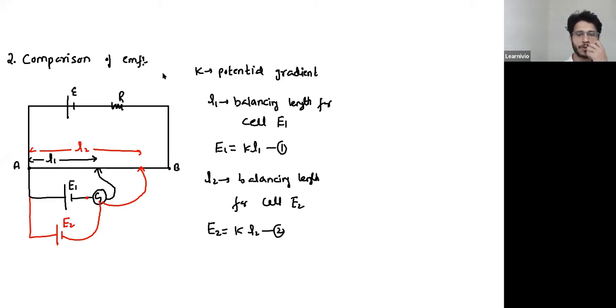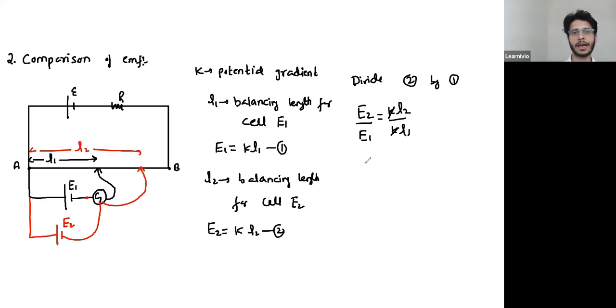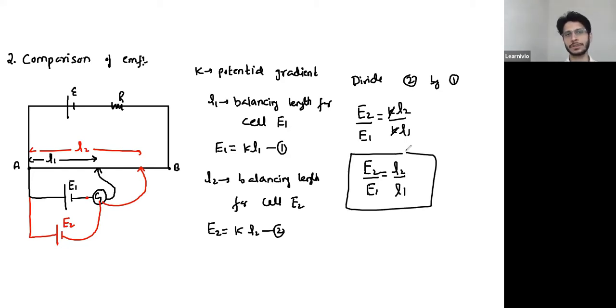I can take the ratio of E1 and E2, dividing 2 by 1. Then you can write E2 by E1 is KL2 by KL1. K will cancel and you are left with E2 by E1 is L2 by L1. So if you know the balancing length of the cell, then you can easily calculate the EMF of the cell.